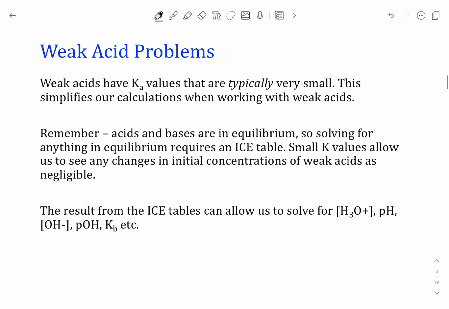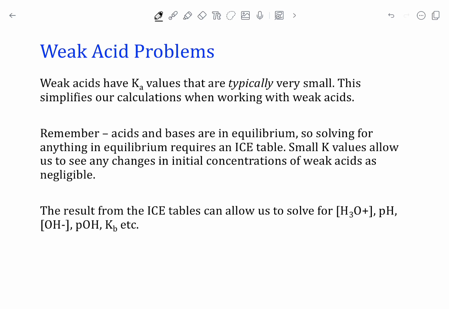Now, when we're faced with a weak acid problem where we need to find Ka or pH, okay, these weak acids typically have Ka values that are very small. And as we know, if we're in equilibrium and we have an equilibrium constant that is small, that is going to simplify our calculations when we're working with these weak acids specifically.